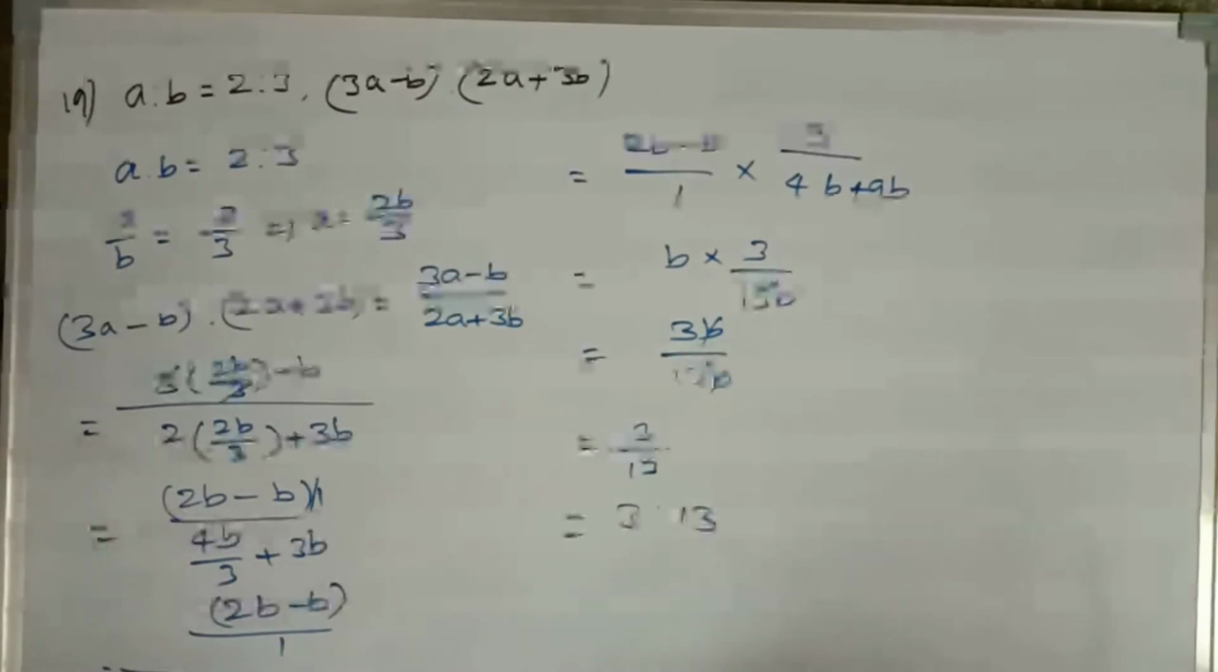Okay children. See children, question number 20. That is, if two numbers are in the ratio of 3 is to 4 and when 7 is added to each, the ratio becomes 4 is to 5. Then find the numbers. So here, let the ratio be x is to y.